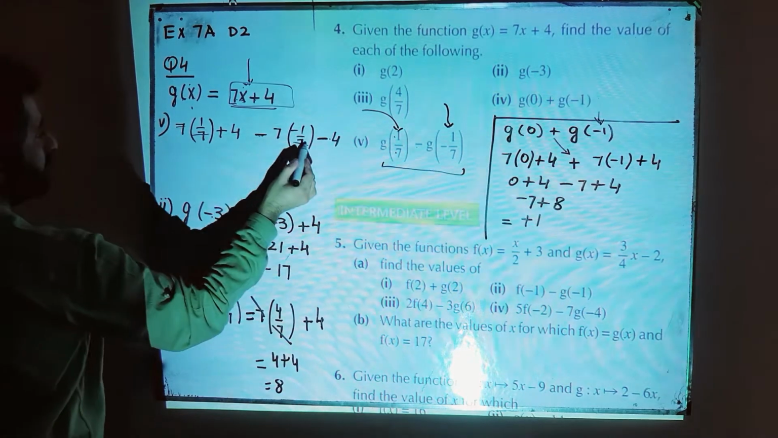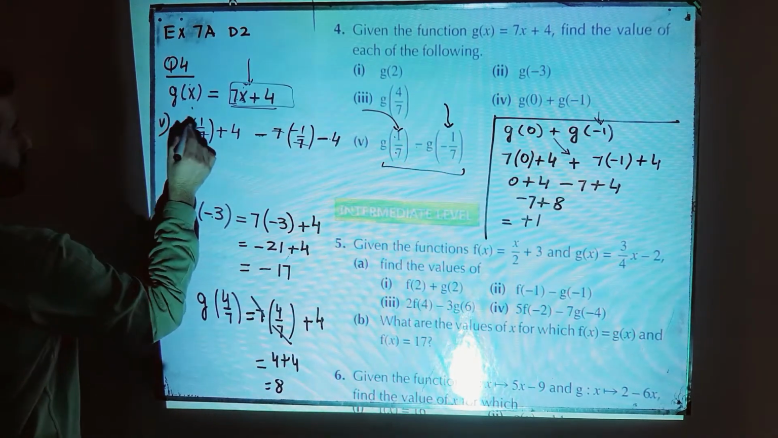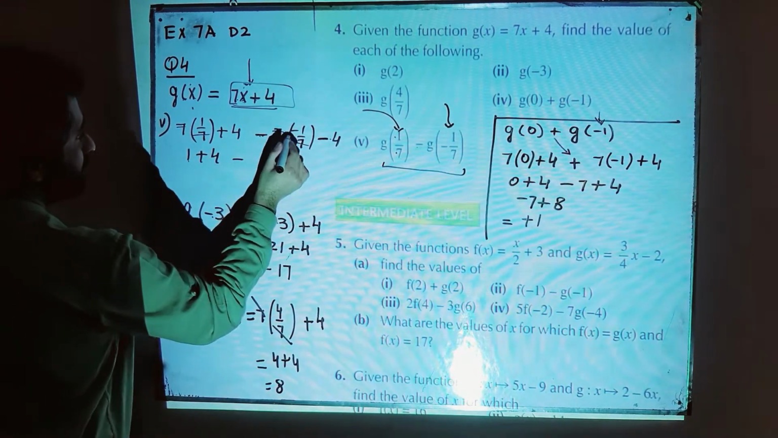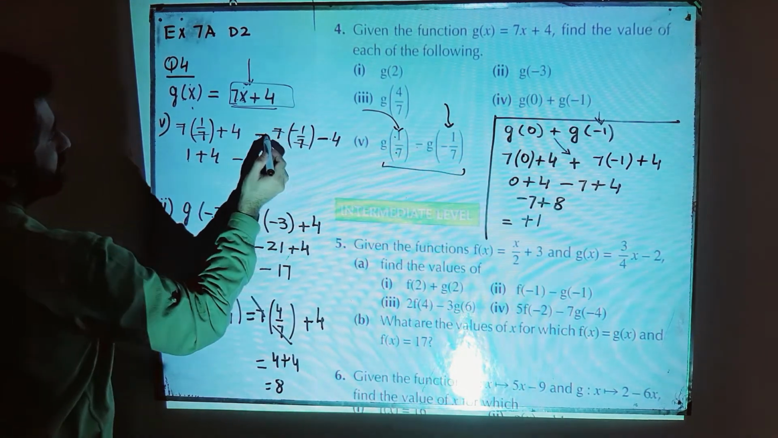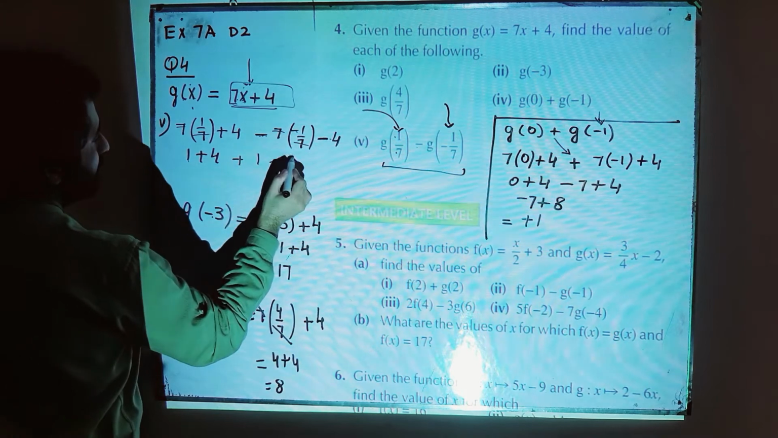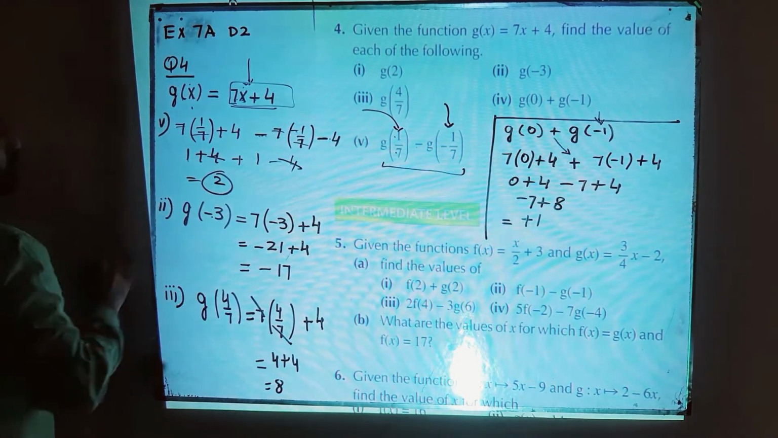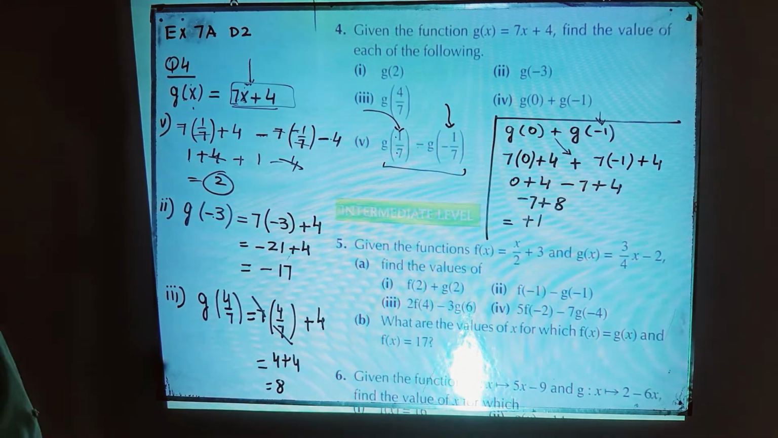Cancel 7 over here as well as over here. So you have got 1 plus 4 minus, okay, what about this, minus into minus will become plus 1 minus 4, and they will be cancelled. So your answer is 2. So this is the solution up to question number 4.